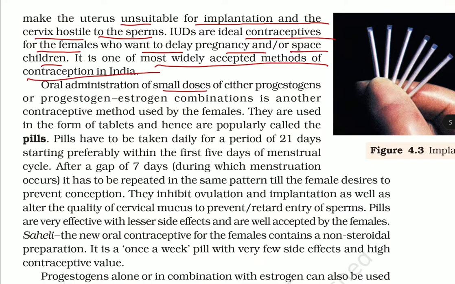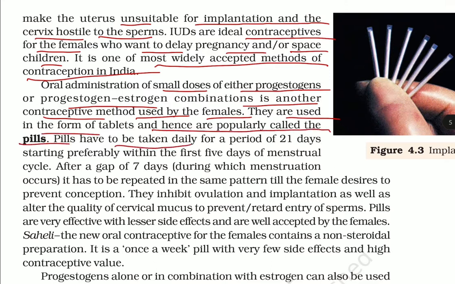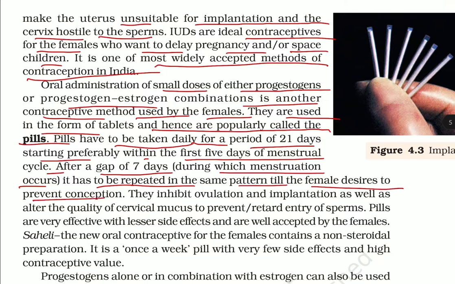Oral administration of small doses of either progestogens or progestogen-estrogen combination is another contraceptive method used by females. They are used in the form of tablets and hence are popularly called pills. Pills have to be taken daily for a period of 21 days, starting preferably within the first 5 days of the menstrual cycle. After a gap of 7 days, during which menstruation occurs, it has to be repeated in the same pattern till the female desires to prevent conception.